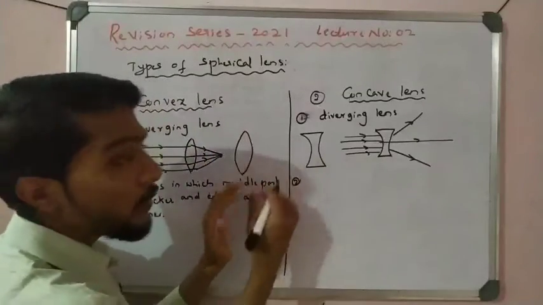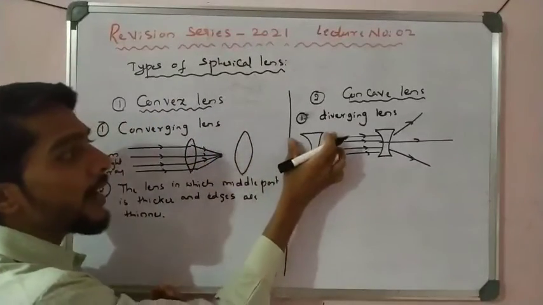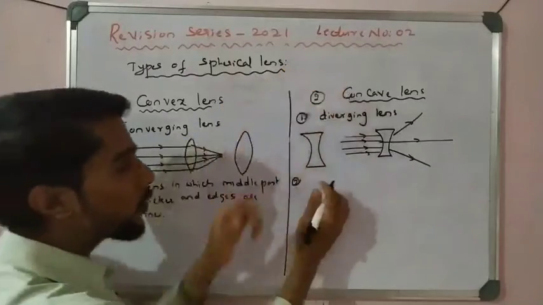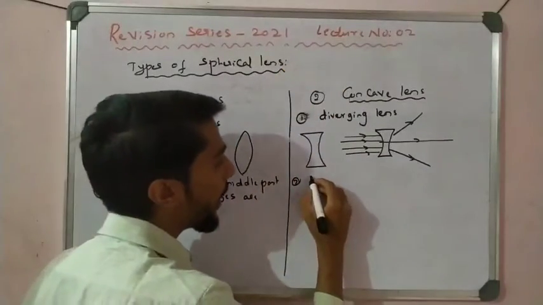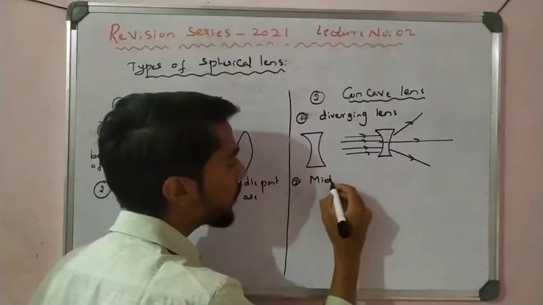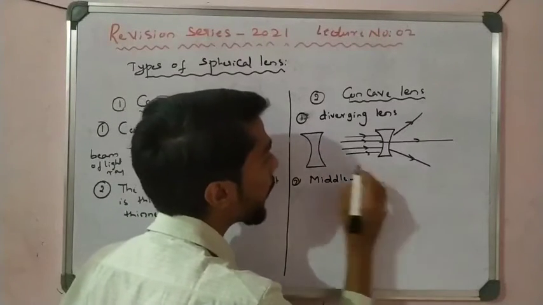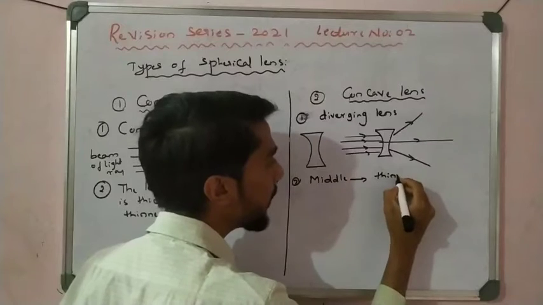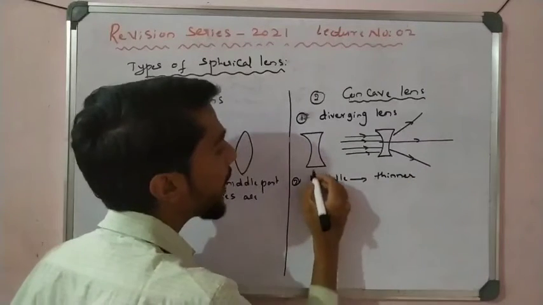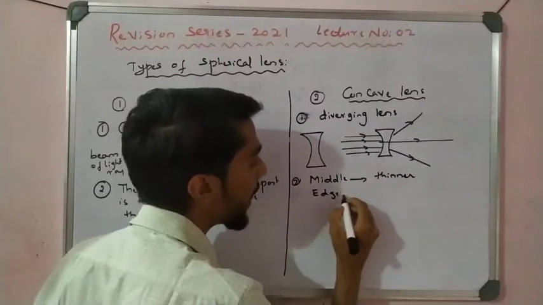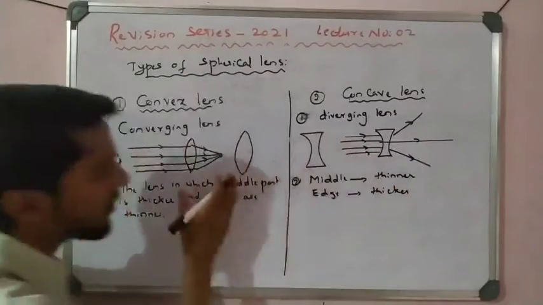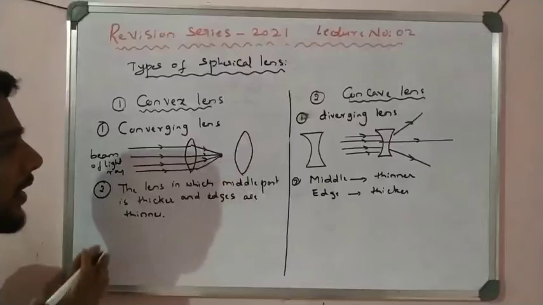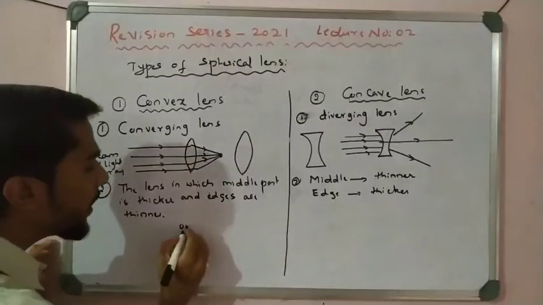See, it is reverse. At the middle it is thin, at the edge it is thicker. I can draw it as a shortcut. Make a sentence here: the lens at the middle is thinner, and at the edge it is thicker. It is just opposite to this lens. Both lenses are opposite to each other, right?